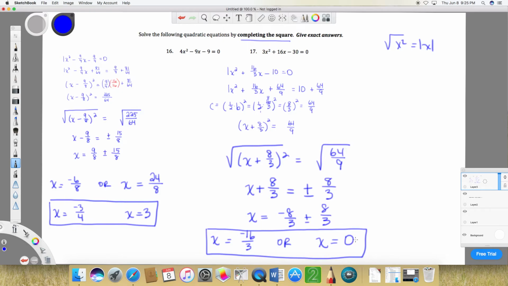But in this problem, I'm more interested in how you got that answer. You have to show every step, and every step has to be clear, and it has to be clear that you understand this technique of completing the square.